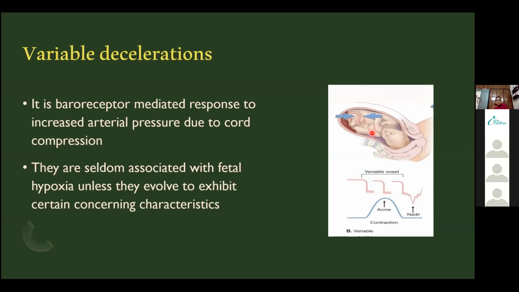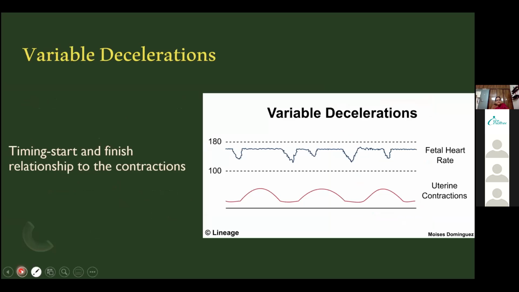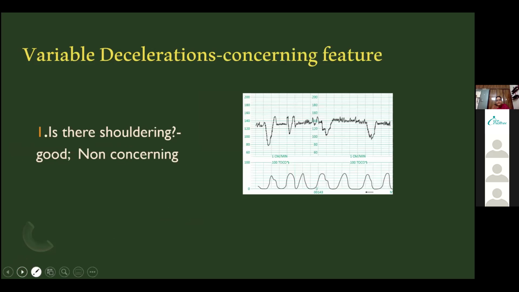Fetal hypoxia is not very common, but there are certain concerning features with variable decelerations which you have to look for. If they are present, they are pathological, and then you have to reanalyze. So what are the things that you should look for in a variable deceleration? First and foremost, you will diagnose variable deceleration only if it is variable in relation to the contractions, in beginning and end.